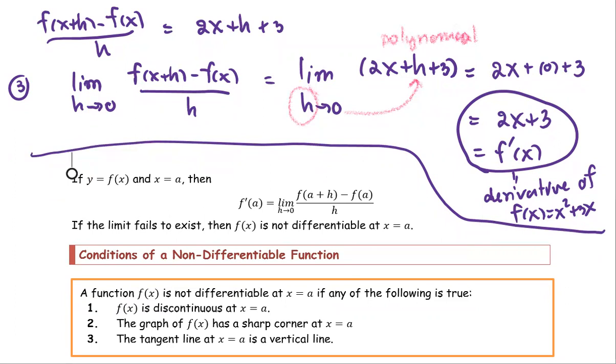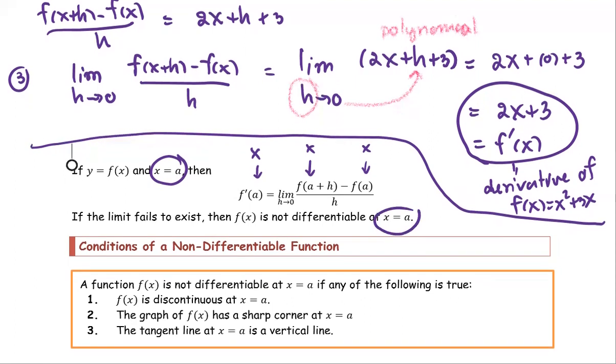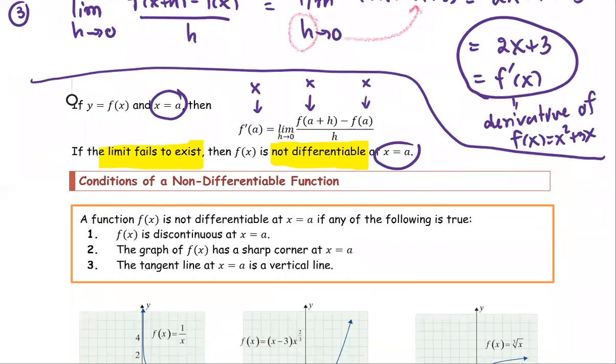Instead of using the notation x, you replace x with a. You see that at the particular x equals a, you get the particular slope at that point. That means you can find the slope of the tangent line at the point x equals a. And note here, if the limit fails to exist, or you cannot find the limit, in this case the function f is called not differentiable. No limit, no derivative.